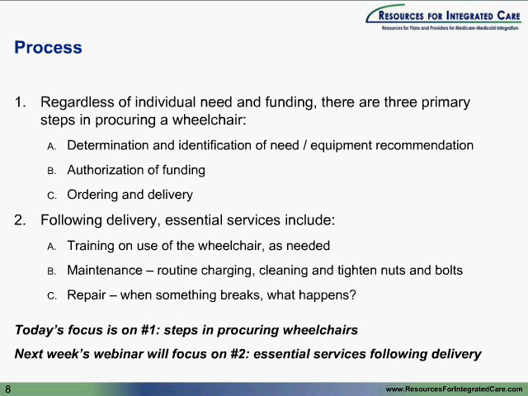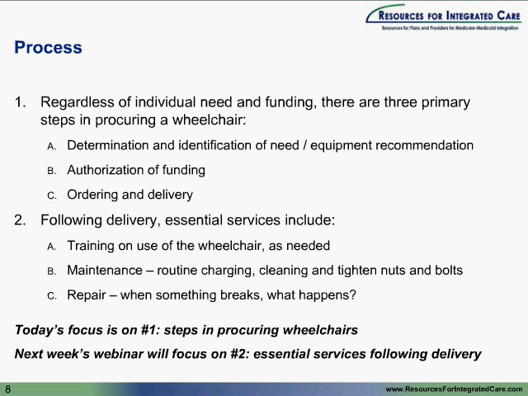Once the authorization's in place, the ordering and delivery process takes place. For some people with what we call complex rehab needs, the ordering may be from several manufacturers. It comes together by a supplier who does the assembly, and then the delivery is back to the end user, ideally back with the clinician and the supplier who made the original recommendation.